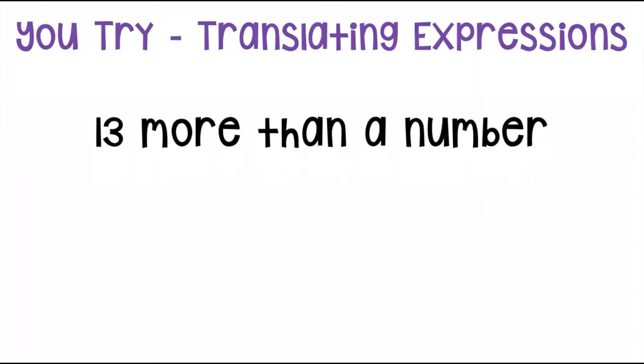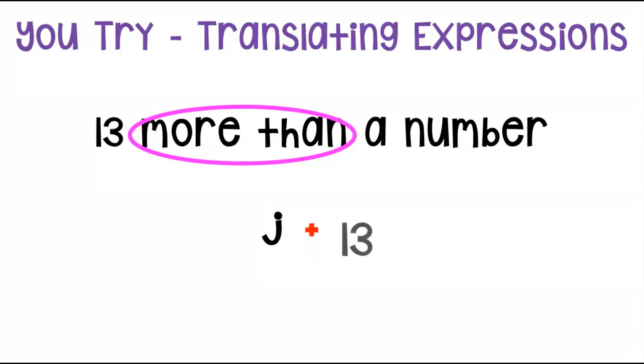Here's another opportunity for you to try it out. 13 more than a number. More than, those are our keywords. That means we're going to be adding. So we have to have a number first to take 13 more. So to have 13 more than a number, we write it in this order. J comes before 13. And again, I chose J randomly. It's just a variable that represents a number we don't know.